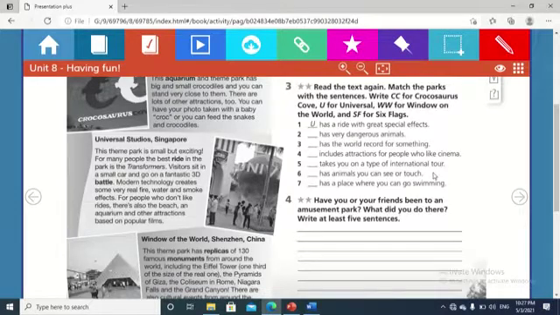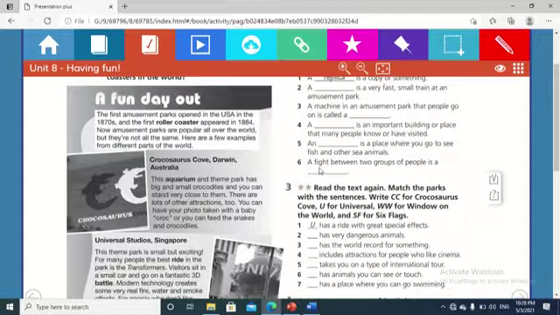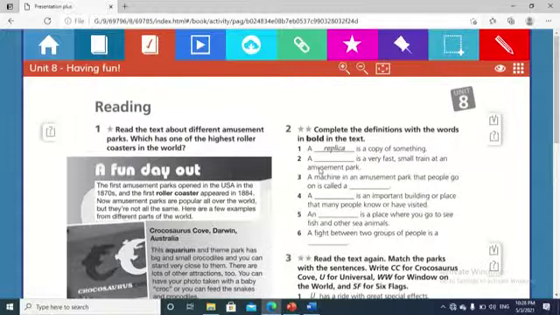What about number 4? Have you or your friends been to an amusement park? What did you do there? Write at least 5 sentences. Write a short story about your experience with amusement parks. You can write about your own experience. This is everything. Of course, next time we will do these exercises together. But of course, you have to do them first by yourselves. Then we will do them together to check your answers. Thank you.